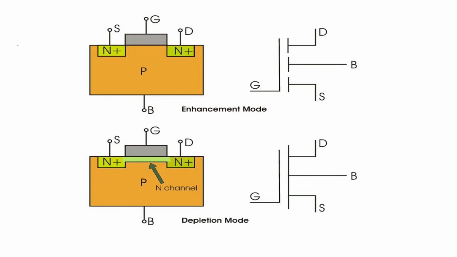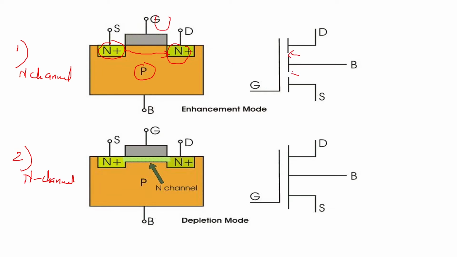This is the first one, enhancement type N channel, and the second one is depletion type N channel. Here you can see the body is of p-type semiconductor, and you have source as n-type semiconductor and drain as n-type semiconductor. Initially there is no channel between source and drain. The gate is insulated, so the symbol shows a broken part here and here.